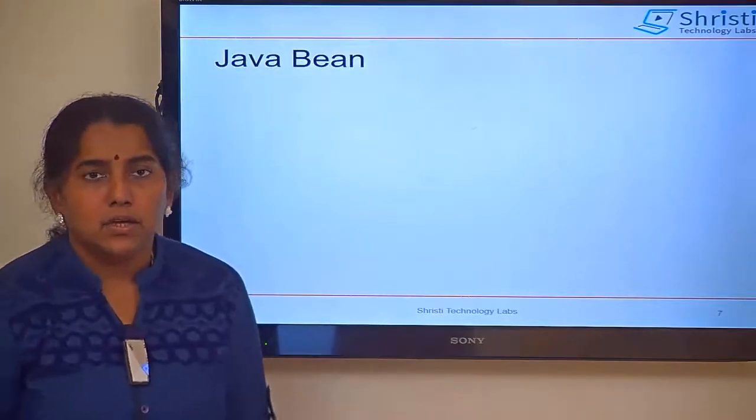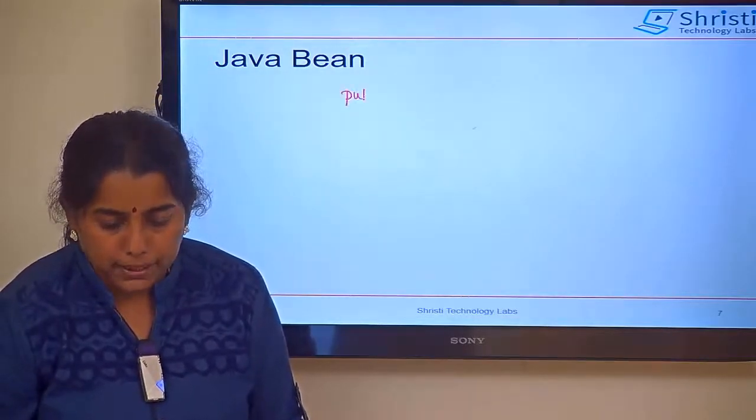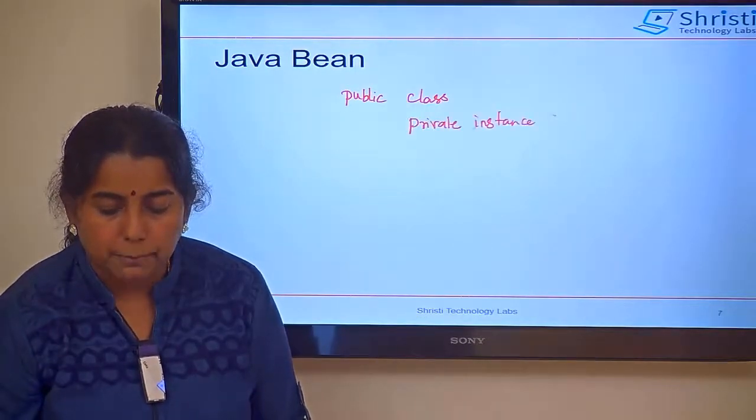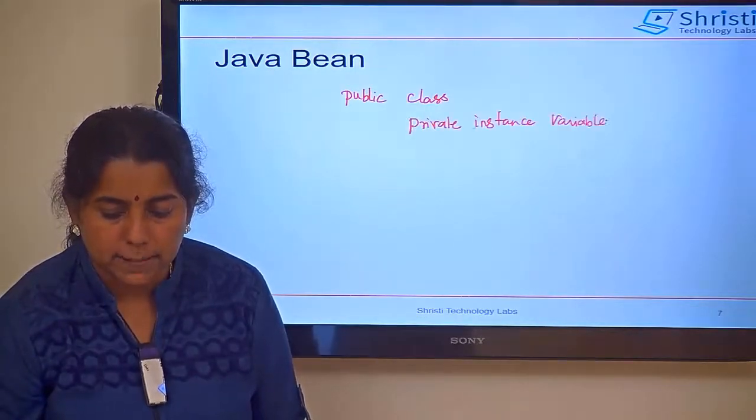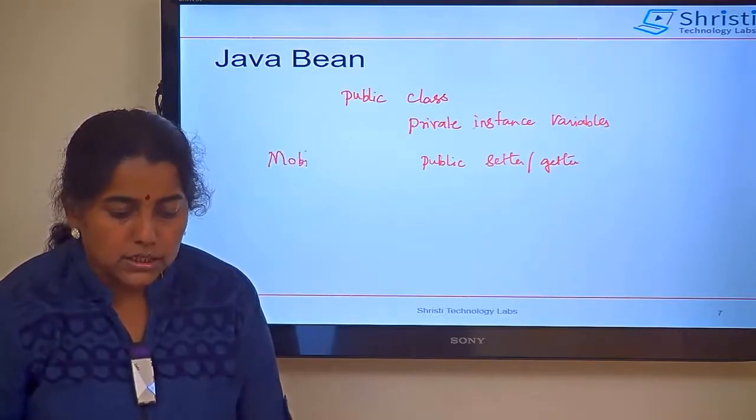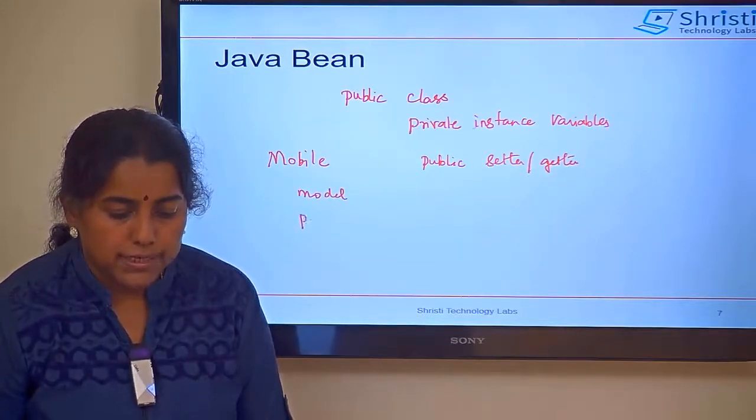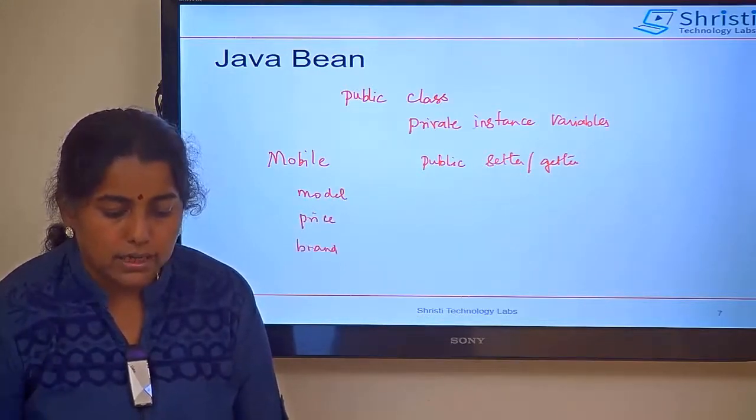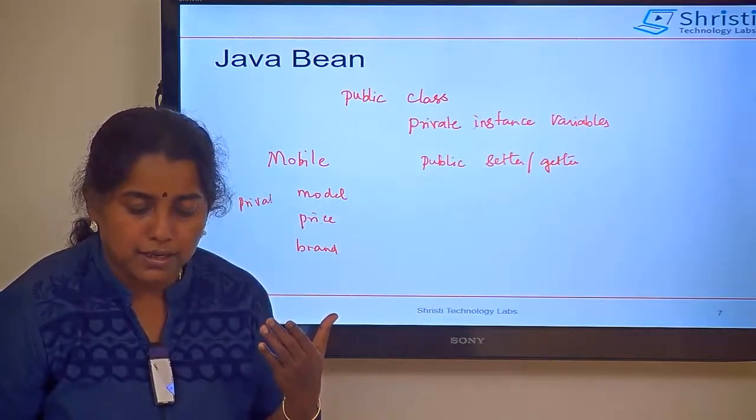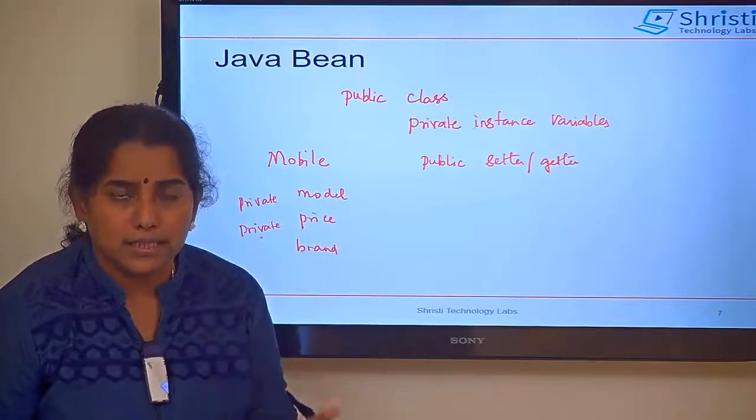Let us understand what is a Java bean. A Java bean is a public class with private instance variables and public getter and setter methods. What exactly is the meaning of it? I have a mobile class. The mobile class is having three instance variables, model, price and brand. Now, if I make these variables private, can they be accessed outside the class? They cannot be accessed outside the class.